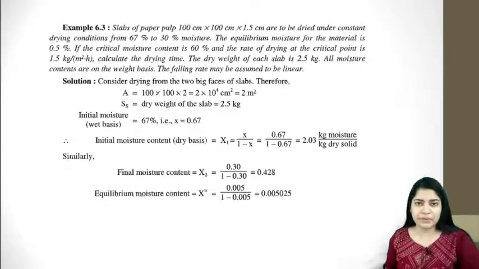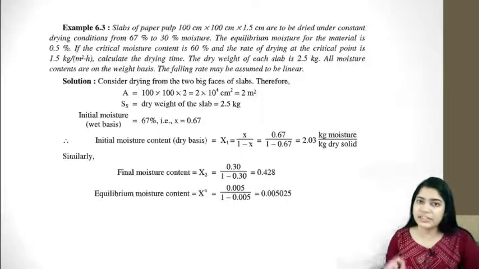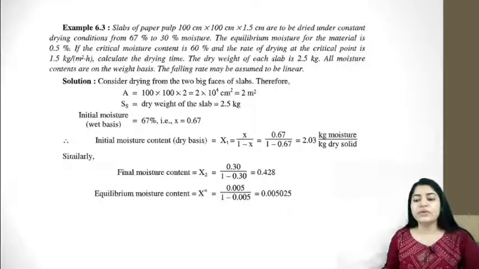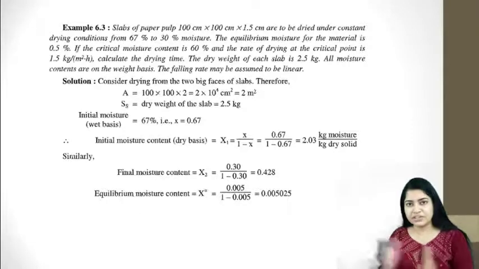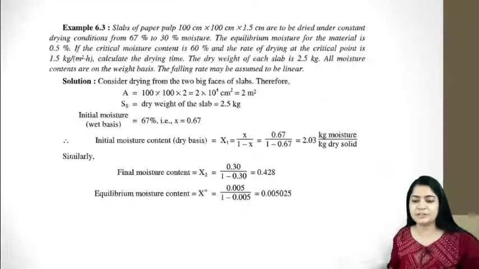Here a slab of paper pulp, 100 cm into 100 cm into 1.5 cm, which is the given dimension, is to be dried from 67% to 30%. Initial is 67%, and the final till which you have to dry is 30%. Now the equilibrium moisture content is 0.5. The critical moisture content, which differentiates the constant rate period and the falling rate period, is given as 60%, and the rate of drying is given as 1.5 kg per meter square hour. So calculate the drying time.